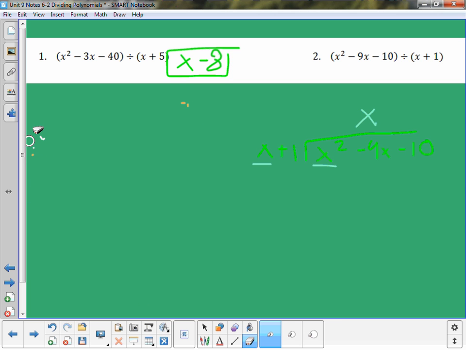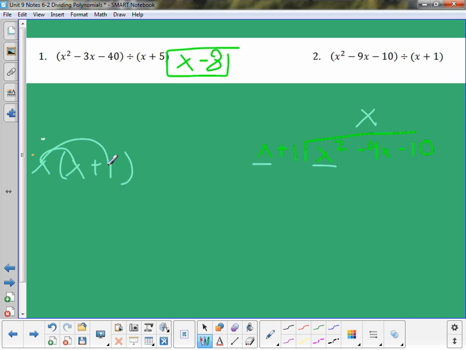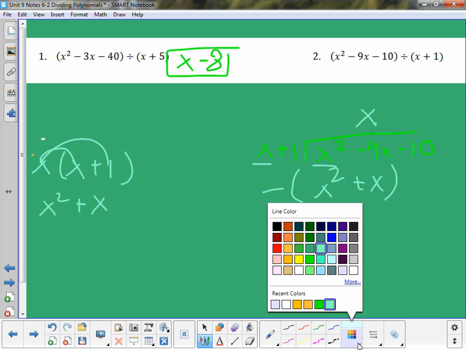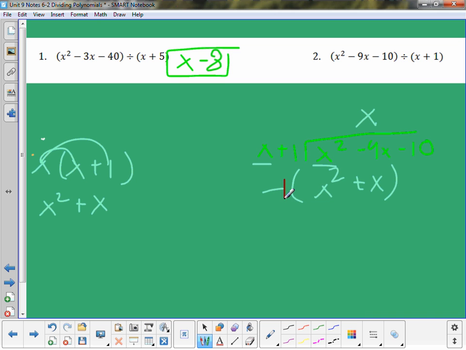Now I need to multiply x times x plus 1, so I'm going to distribute that in. x times x is x squared. 1 times x is just x. So here I have x squared plus x. Now that is being subtracted off, so remember, I like to look at that as distributing in a -1, and then I change the signs of everything.